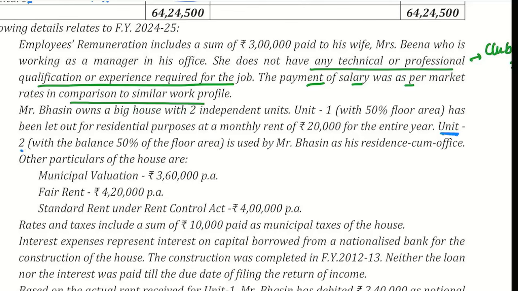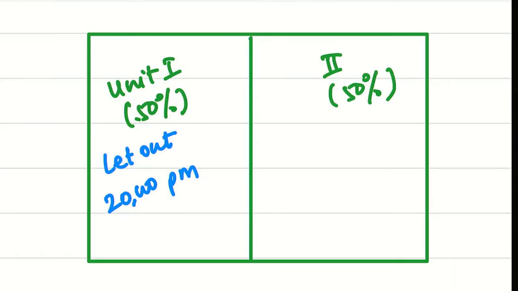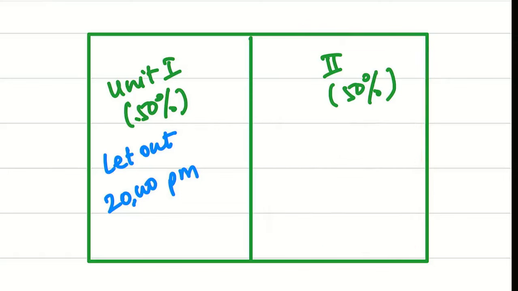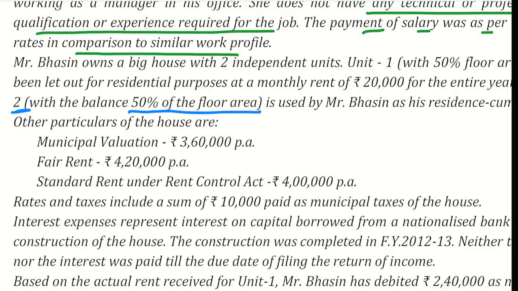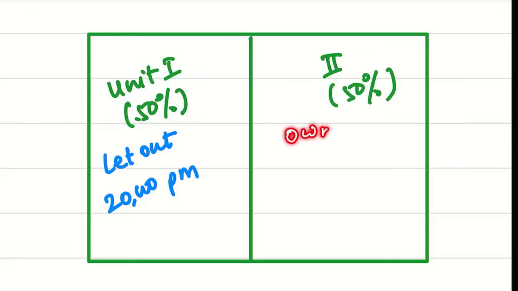Now, look at unit 2. Unit 1 we have done; it's a house property purely. Look at unit 2, with the balance 50% of the floor area. Now, they are talking about this unit. It is used by Basim as his residence cum office. It is used by Basim as his own residence and also as office.